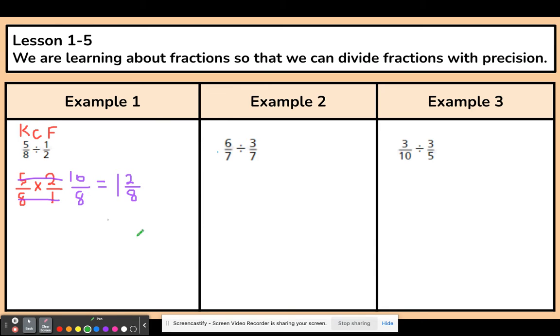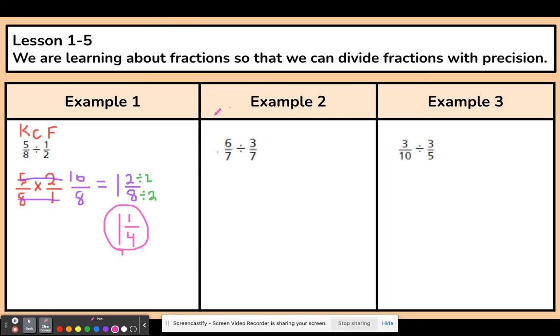But if you look at this answer, it's not done yet because 2 and 8 are both even. That means they can be simplified further because I can divide both top and bottom by 2. So when I do that, I get to keep my whole number, my 1. It's not affected. 2 divided by 2 is 1. 8 divided by 2 is 4. Bada bing, bada boom, it is done.